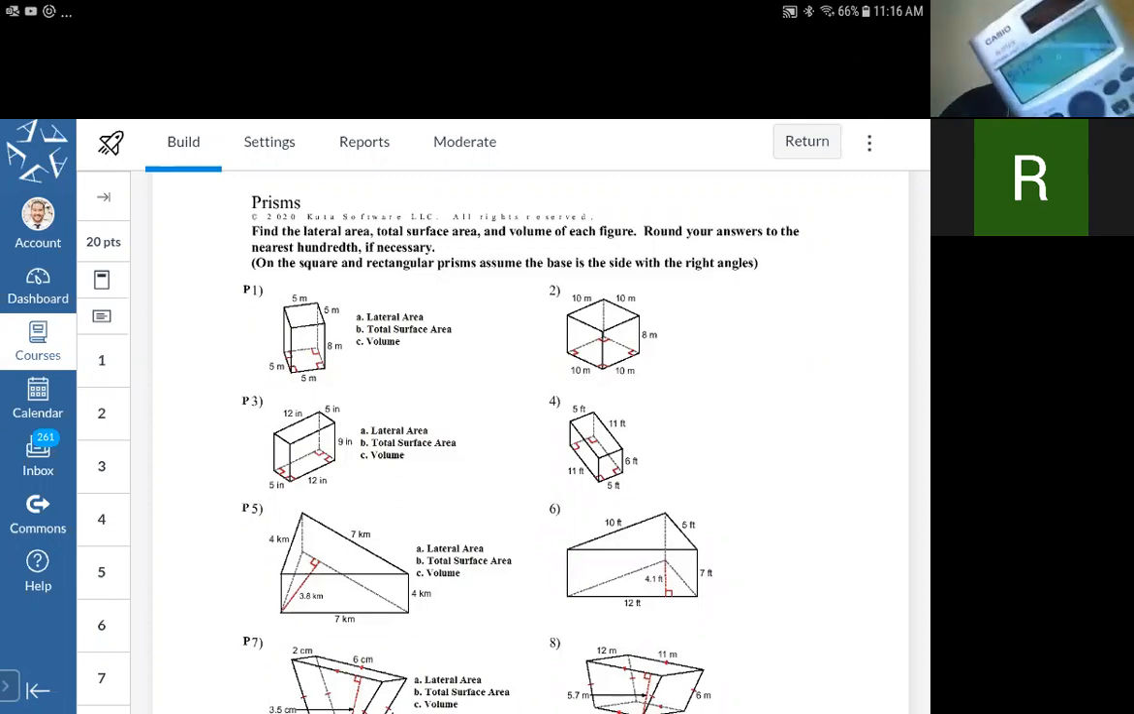Okay, so I just did a bunch of these problems and I didn't even write anything down. So you have a calculator, you have formulas. Really, it's all you gotta do.